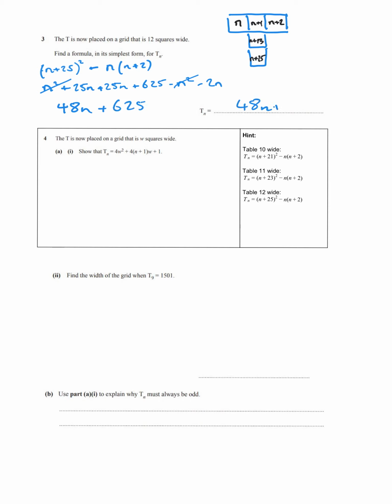48n plus 625. Okay, the T is now placed on a grid that is W squares wide. Show that Tn is equal to 4W squared plus 4n plus 1 W plus 1. Okay, let's have a look at what we've got then. First thing I'm going to think about here is what square I'm actually squaring each time, and that's this one. And what do I do to that? Well, I've always got to add 1 to go across here, and then I add on whatever the grid width is. Now it's telling me that that's W.